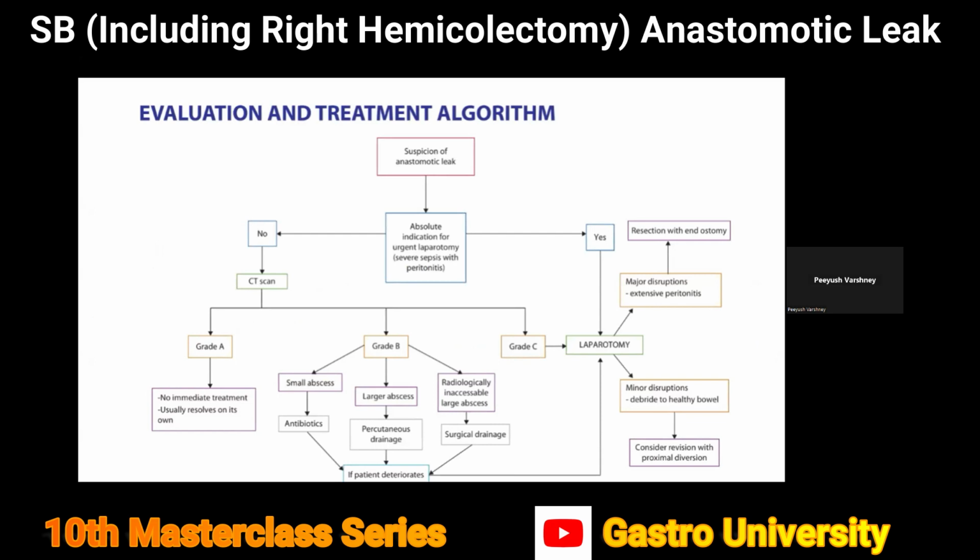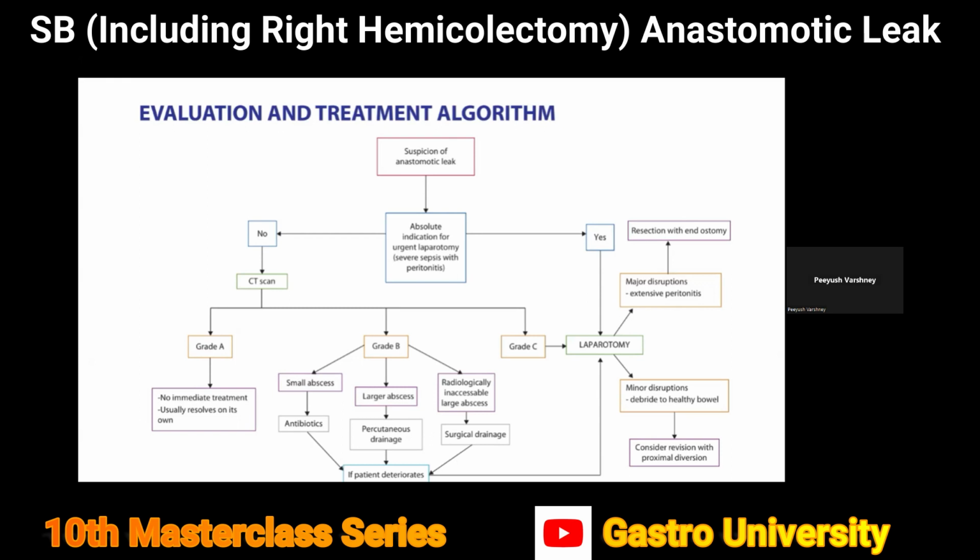So this is an algorithm for managing a suspected anastomotic leak. If the patient's general condition is not good, the patient is having severe sepsis and peritonitis. Usually, patients are directly taken for laparotomy for either a stoma or a resection anastomosis. And if the patient's condition is stable enough to get a CT scan, then they should always be evaluated with a CT scan and then graded as described in the previous table.